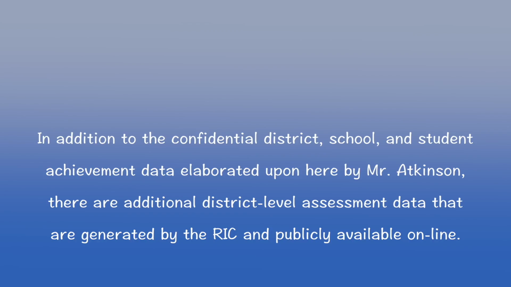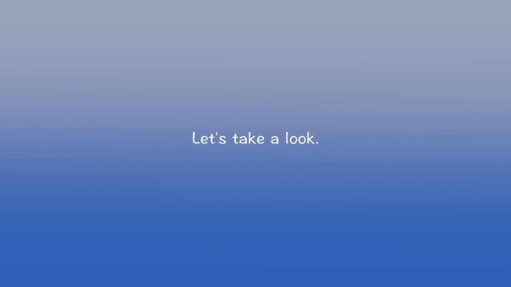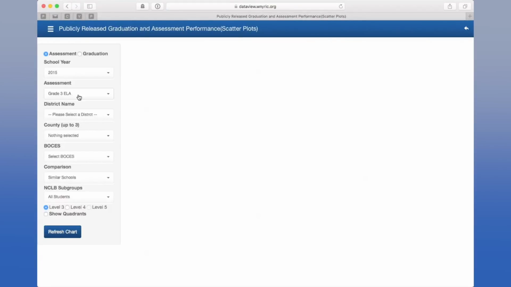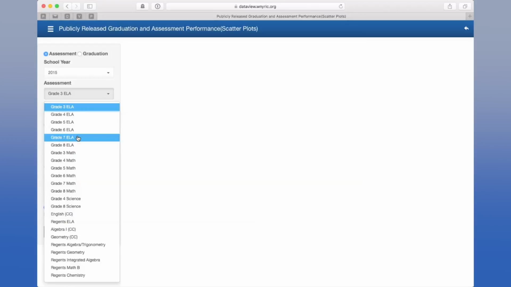In addition to the confidential district, school, and student achievement data elaborated upon here by Mr. Atkinson, there are additional district-level assessment data that are generated by the RIC and publicly available online. Let's take a look. Any interested party can find the data by linking to this website address. Here you will find 3 years' worth of student learning data on every New York State standardized test, including grades 3 through 8 English language arts and math and all secondary level regions examinations.